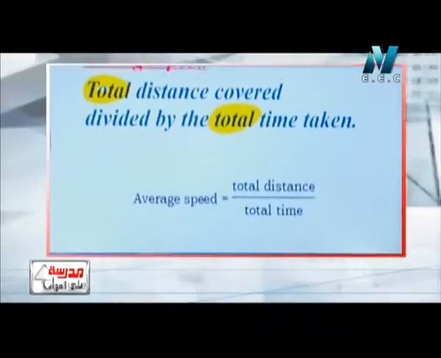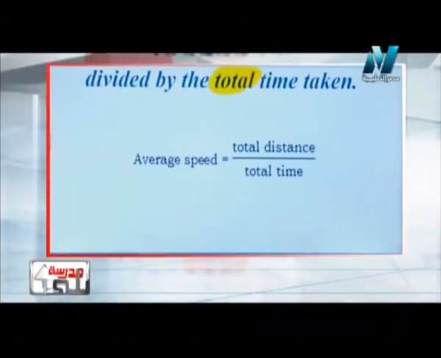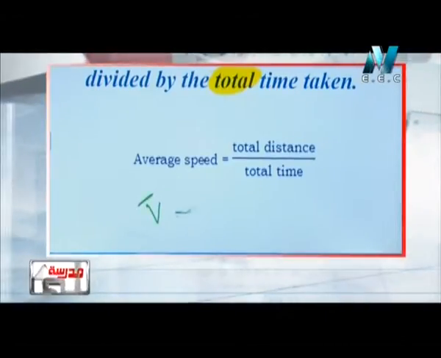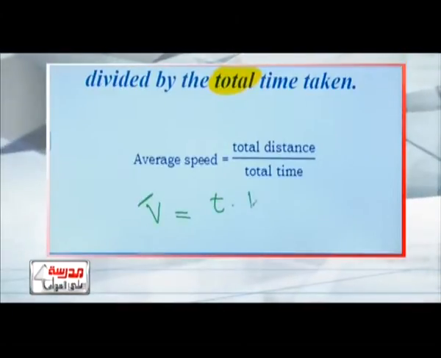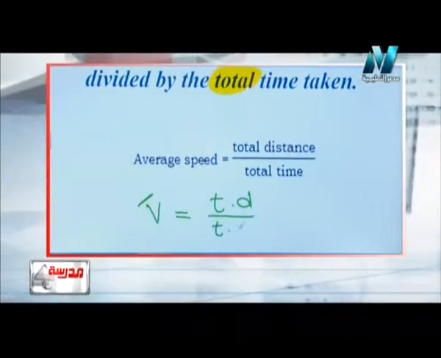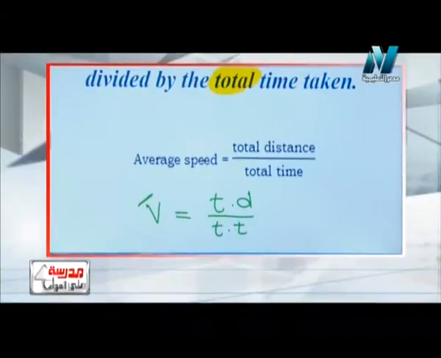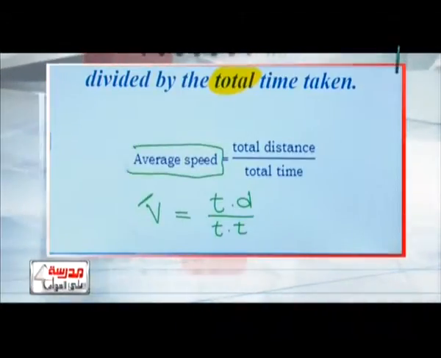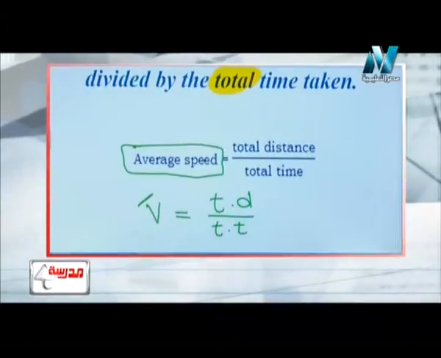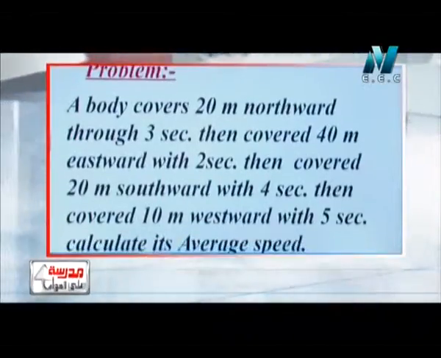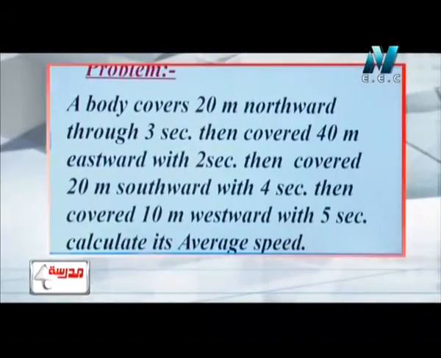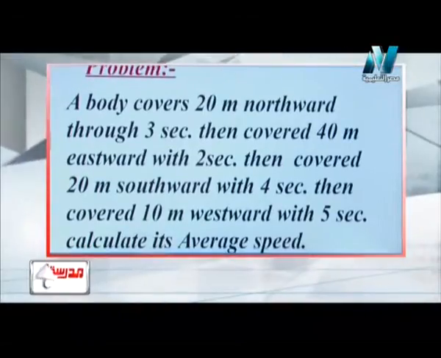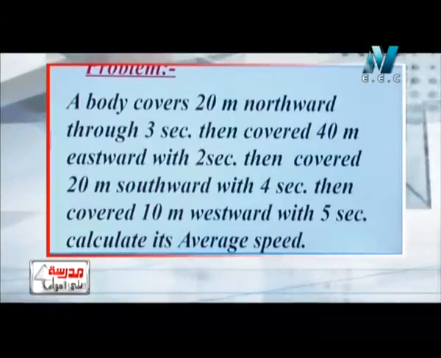As we have here, the mathematical law of average speed, V dash, equals total distance covered over total time taken to cover this distance. We use average speed to calculate the speed of non-uniform or irregular speed. Here we have a problem, and in this kind of problem we should draw a draft, not exactly, just a draft to indicate the directions, the speed and the time taken.